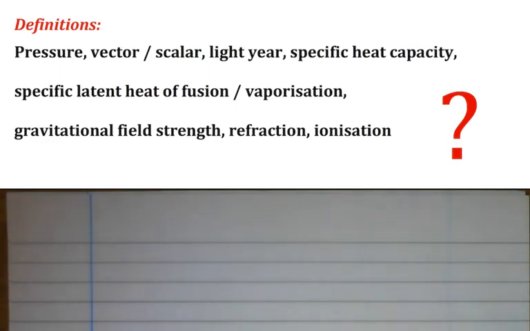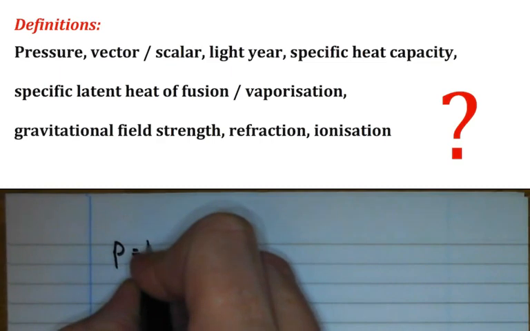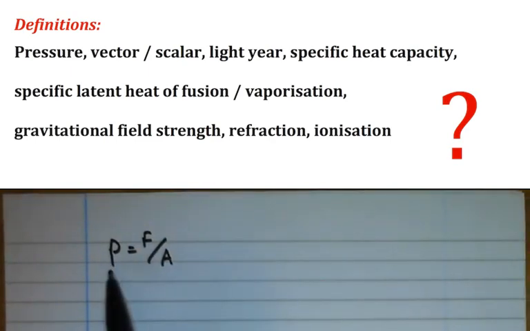So this is another list of things which could come up. Pressure, again, that's one which we could use an equation. P is equal to F over A. And we did say about current, you can use that Q equals IT equation. This one, of course, is pressure is equal to force divided by area.